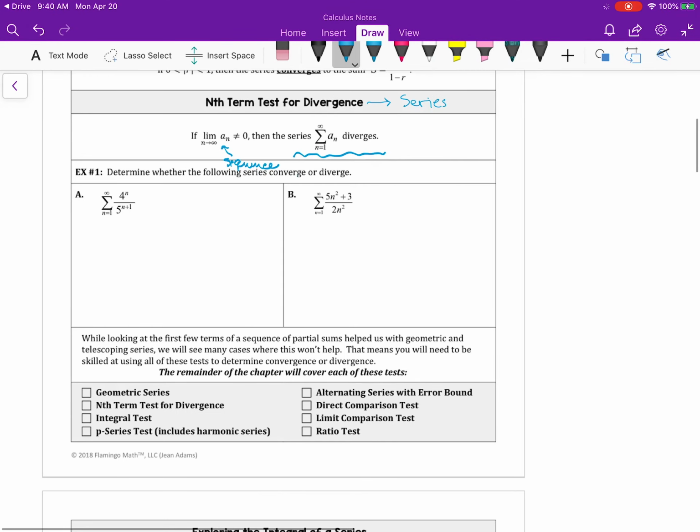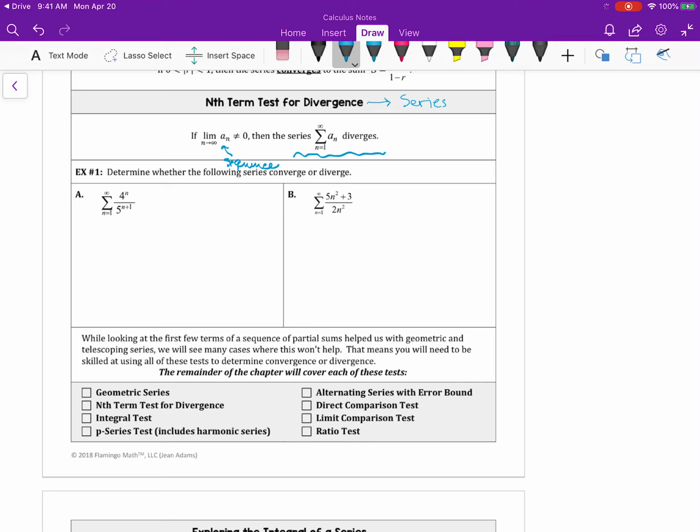For this test, if you're trying to find out whether the series diverges, if the limit does not equal 0, that means that the series diverges. I think this is one thing that is really confusing for students every year. All right, example number 1.